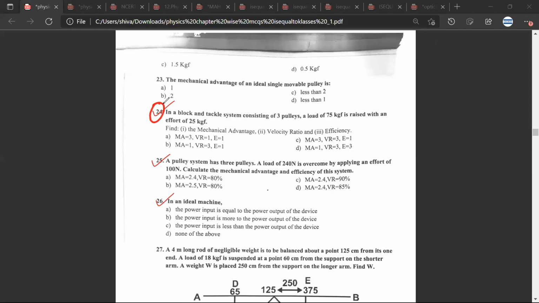So question number 24. In a block and tackle system consisting of 3 pulleys, a load of 75 kgf is raised with an effort of 25 kgf. You need to find the mechanical advantage, velocity ratio, and efficiency. Mr. CB, how should I do it? First of all, with the statement 3 pulleys, we are sure that velocity ratio would be 3. Load would be 75 kgf and effort is 25 kgf.